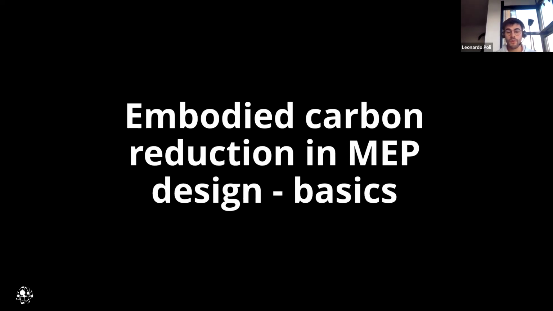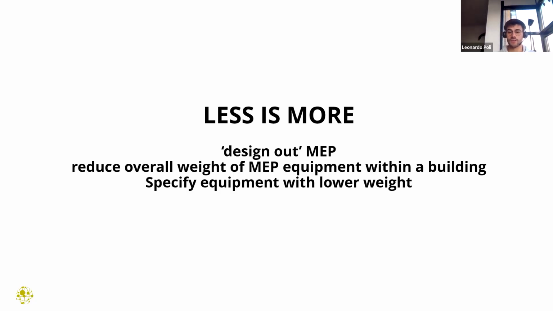Okay, before we go into the more detailed calculation and assessment, there are some straightforward design approaches that you can take to reduce MEP impact even before going into any sort of calculation. So the first one is less is more. We already know that MEP has a high impact, because of the high material quantities, but also the high impact of each material. So it's a pretty straightforward concept. If I reduce the need for MEP, I automatically reduce the need for materials, and therefore I reduce the impact of my MEP system.